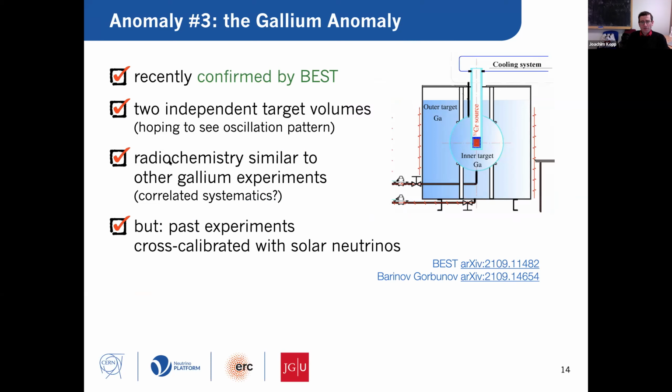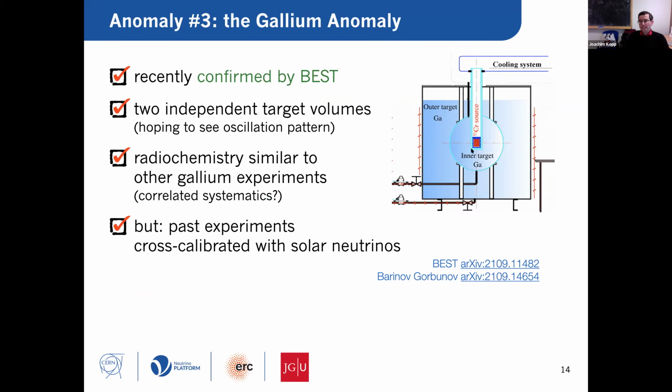One can argue, of course, that the radiochemistry, so this extracting the needle from the haystack procedure, is still similar in BEST as it was in previous measurements. So if there's something wrong with that procedure, if for whatever reason you sometimes miss a few of the germanium atoms that you've made, then this would suffer from the same systematic bias.